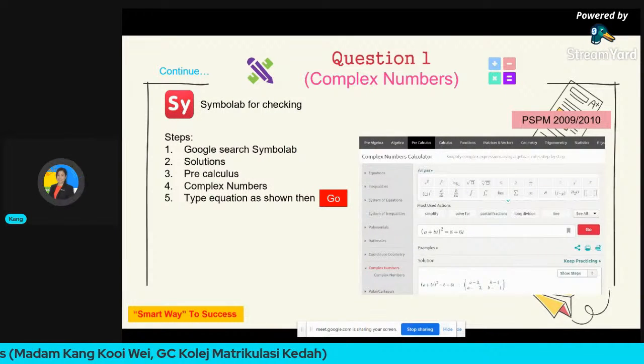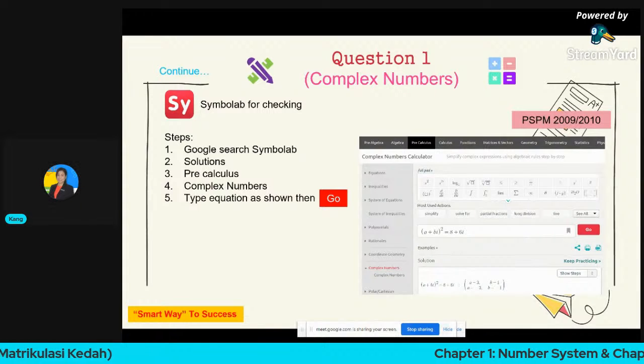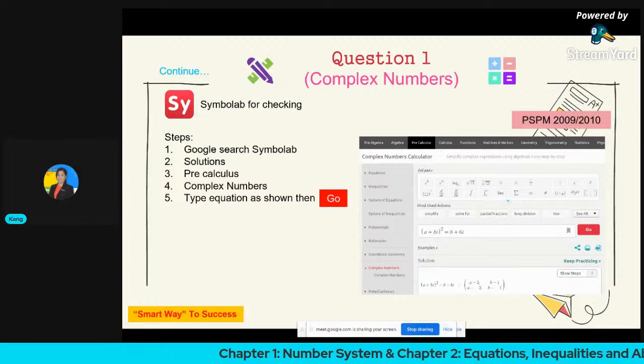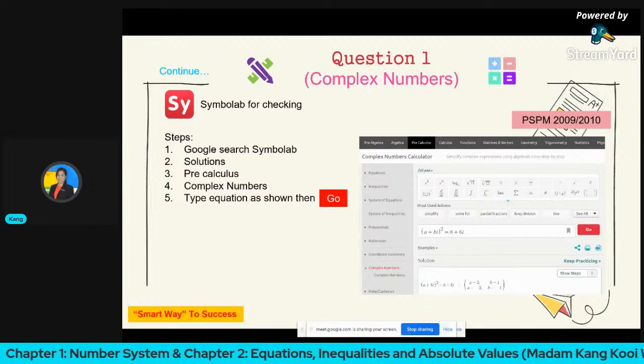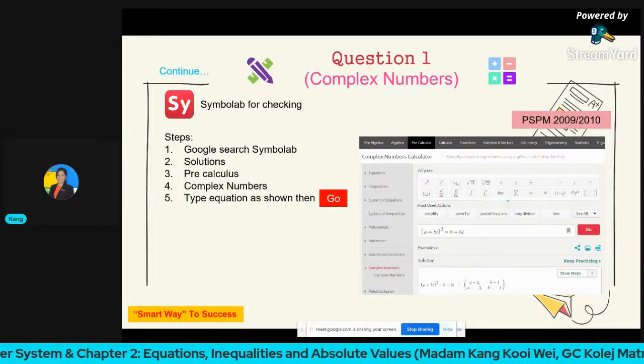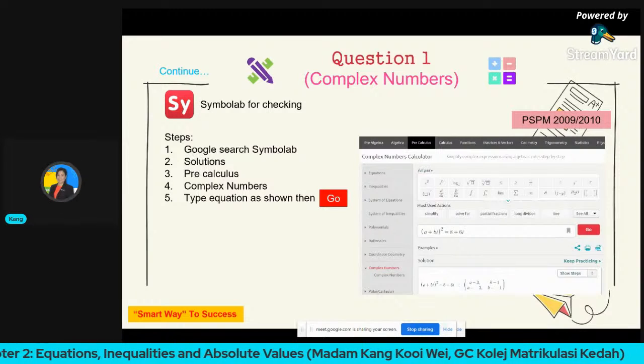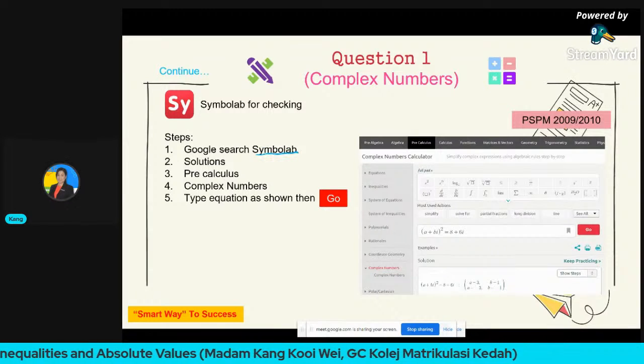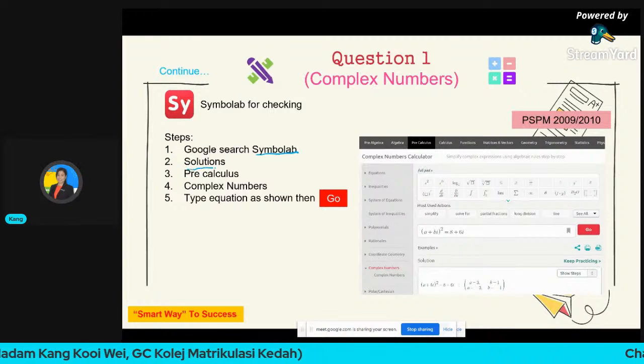Okay, so as Madam told you, we use the symbol lab for checking. So this is the guidance for you to use the symbol lab. Please try to fully utilize these apps. Madam will show you the step by step. First of all, you go to Google search, you search for symbol lab. Then for the symbol lab, you need to click on the solution.